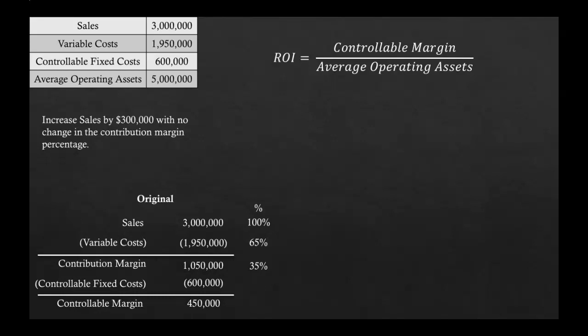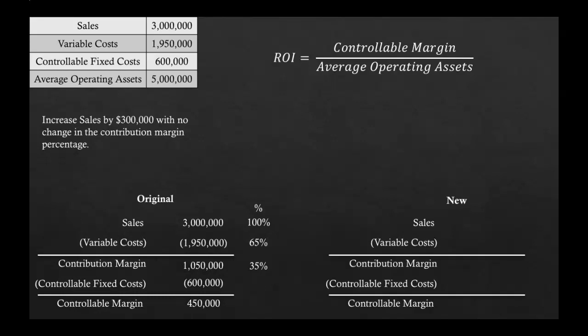Now we can figure out what our new numbers will be with this increase in sales. So sales are increasing by 300,000. So they are now going to be 3,300,000. Variable costs are going to be 65% of sales. So we take our 3,300,000 times 0.65 and you get 2,145,000.